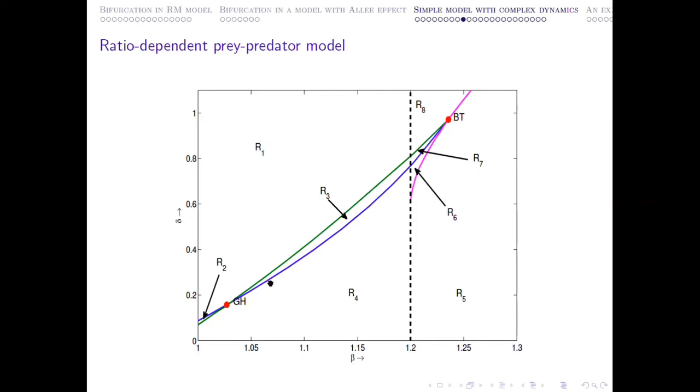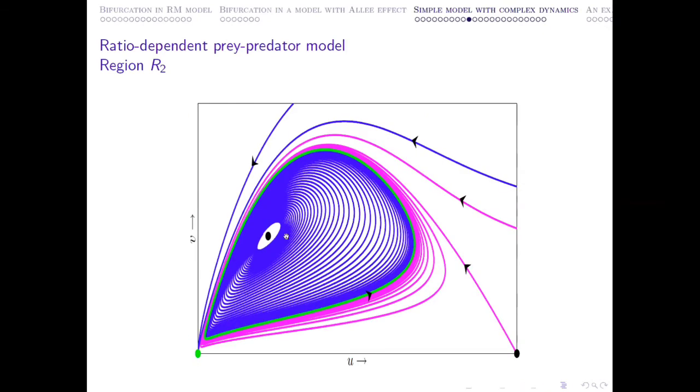Then if we go to the bifurcation domain R2, that means now we move from this domain to this domain. If you choose parameter value from this domain, then you can find that unstable equilibrium point surrounded by a stable limit cycle. So limit cycle is stable, equilibrium point is unstable, and therefore Hopf bifurcation is supercritical.